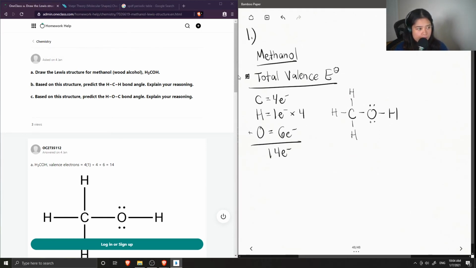So based on this structure, predict the hydrogen-carbon-hydrogen bond angle and explain your reasoning. So for the hydrogen-carbon-hydrogen, I highlighted it there. If we look at the carbon, there are 0 lone pairs, and there are 4 bond groups.